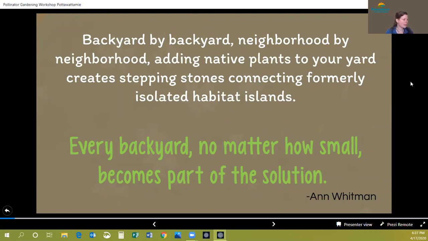Anyways, back to every backyard, no matter how small, can become a part of the solution. So you don't have to have an acreage to be able to make a difference. Even if you've got a little postage stamp backyard, you can still make a big difference to wildlife.